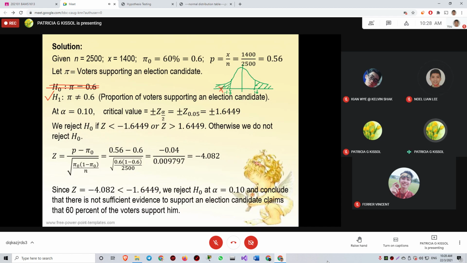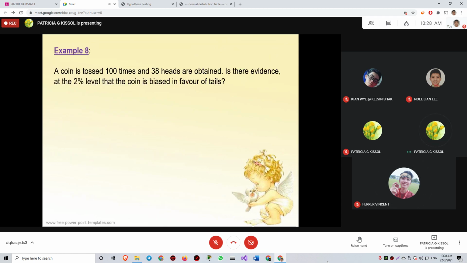Miss, if the wording is more than 60%, then we use the right tail? Yes, if it's more than 60%, then you use the right tail. Oh, okay. I hope that is clear. Anybody has any question? No? Okay. So this is another example.